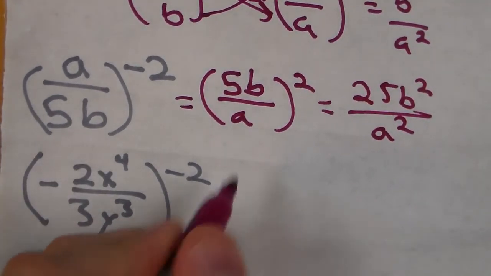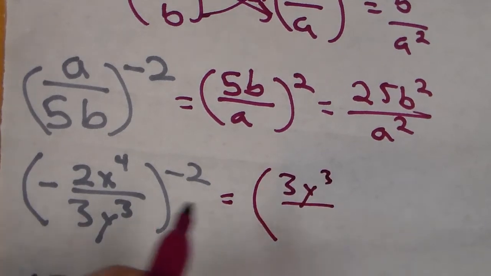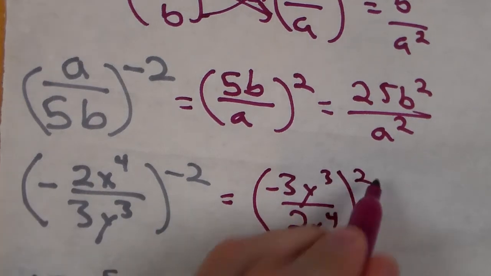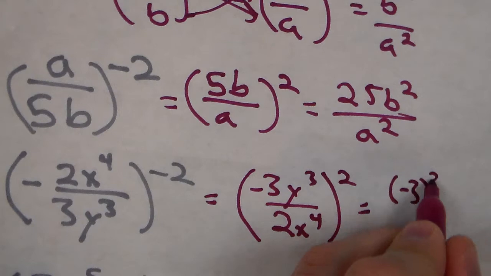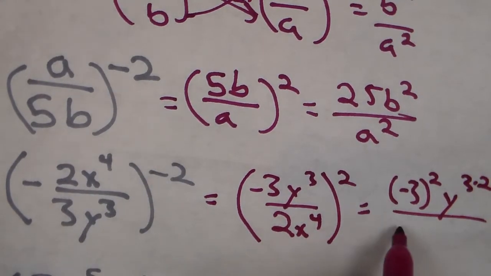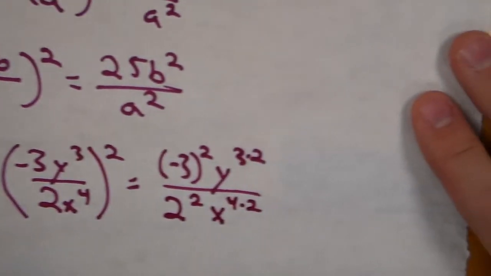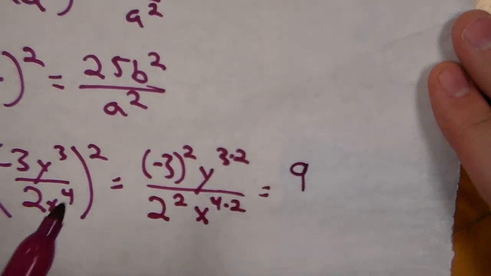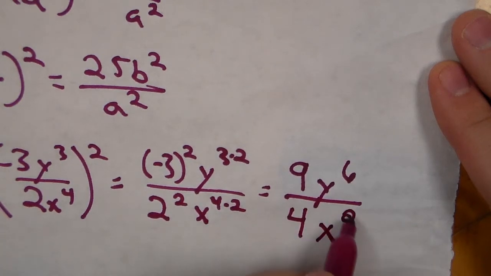Next problem, we're going to take the reciprocal. So 3y to the 3rd goes up, 2x to the 4th goes down. It's still negative, but now it's a positive squared. I'm going to distribute in, that's negative 3 squared, y to the 3rd times 2, 2 squared, and x to the 4 times 2. Negative 3 squared, or negative 3 times negative 3, is positive 9. We get y to the 6th, this is 4x to the 8th.